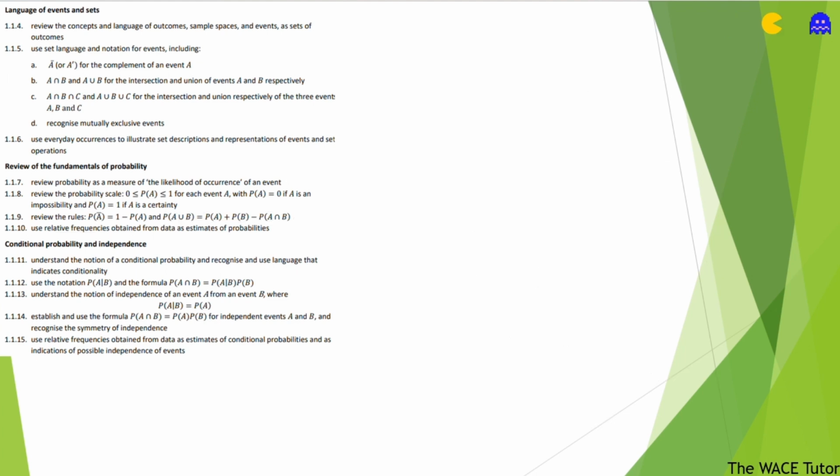Alright, let's move to conditional probability. Conditional probability refers to an event A given that an event B has occurred. The probability of event A given B, like this, refers to the probability of event A occurring given that B has occurred. For example, the probability that I go to a swimming pool given that it's sunny outside.